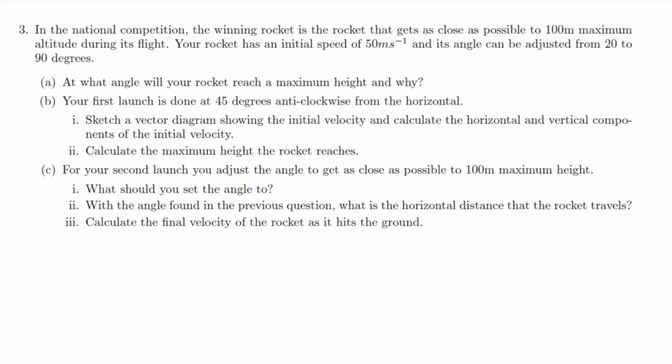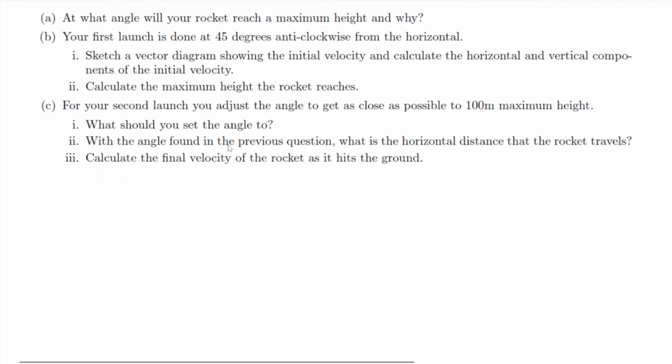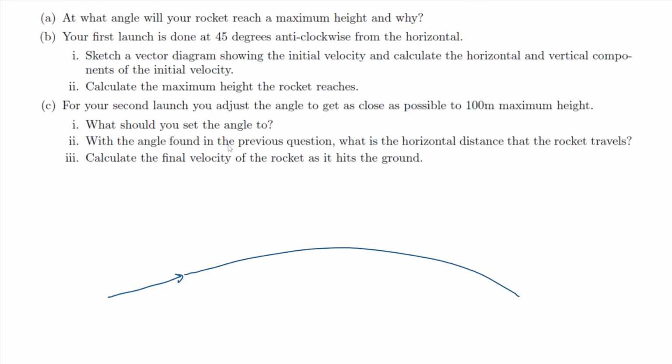So let's have a think. You can adjust it from 20 to 90 degrees. If it was at, let's say, 20 degrees, its trajectory might look like that. If it was at 90 degrees, we have a clear winner, right? If you shoot it directly upwards at the same speed, it will gain the most height. However, it gains no horizontal distance as a consequence of that. Cool, so that's part A.